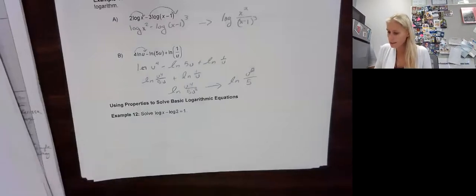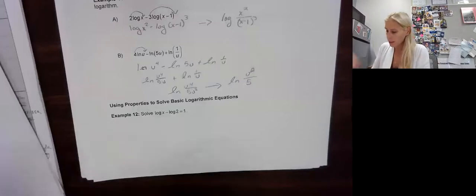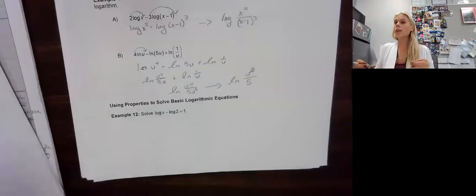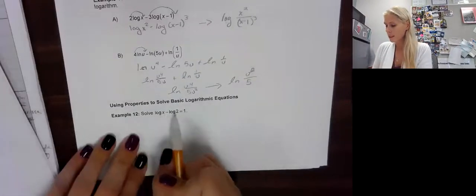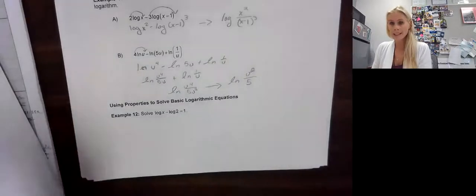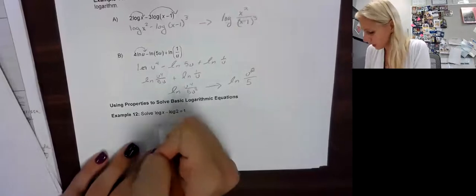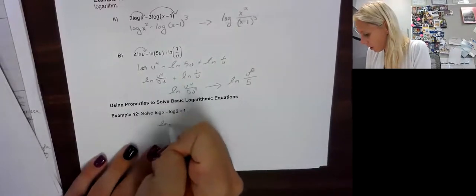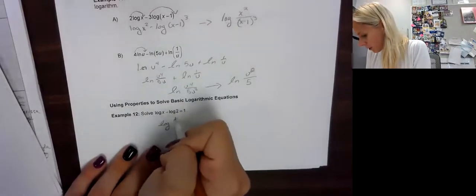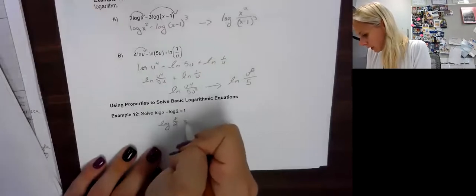So, okay, let's look at number 12 here. We have solve log of x minus log of 2 equals 1. Okay, let's think of this. We can't get rid of a log yet until it's only one log, okay? As you can see, there's 2 of them. So we have to condense it on one side. Well, what did we prove before? We said subtraction is division. So log of x over 2 equals 1.